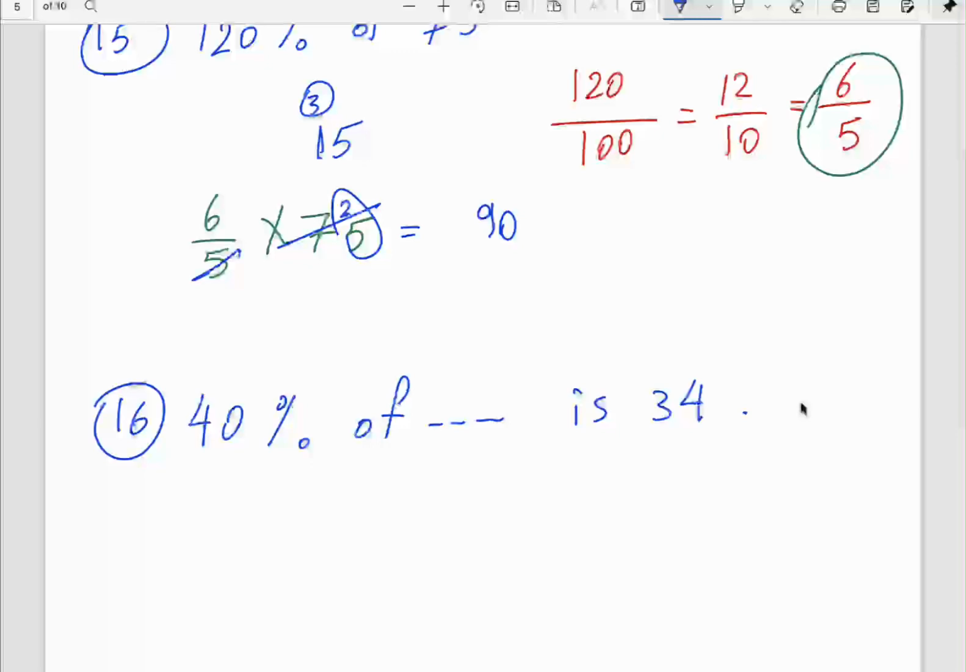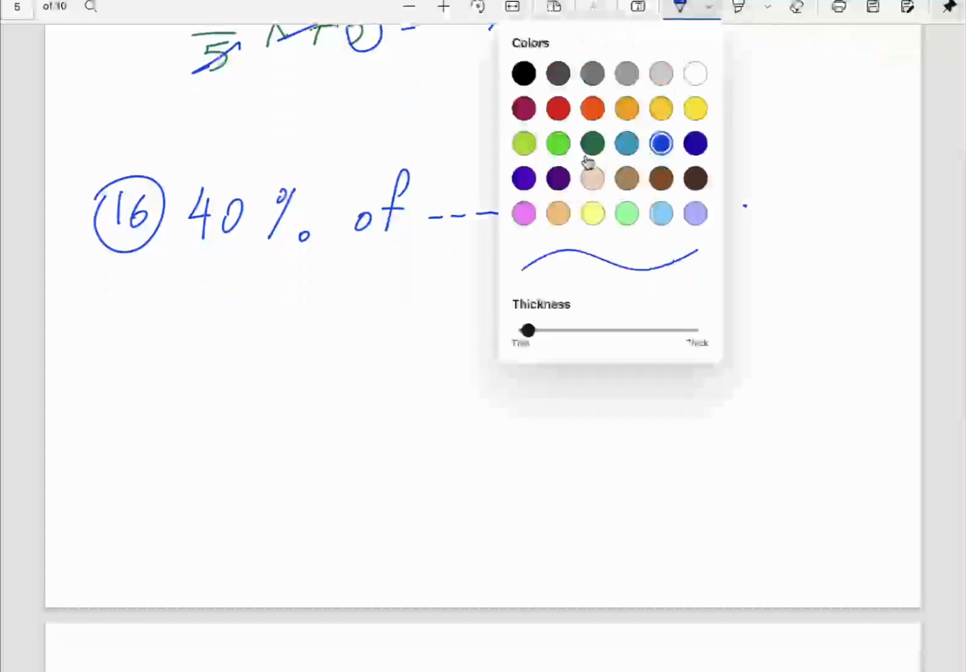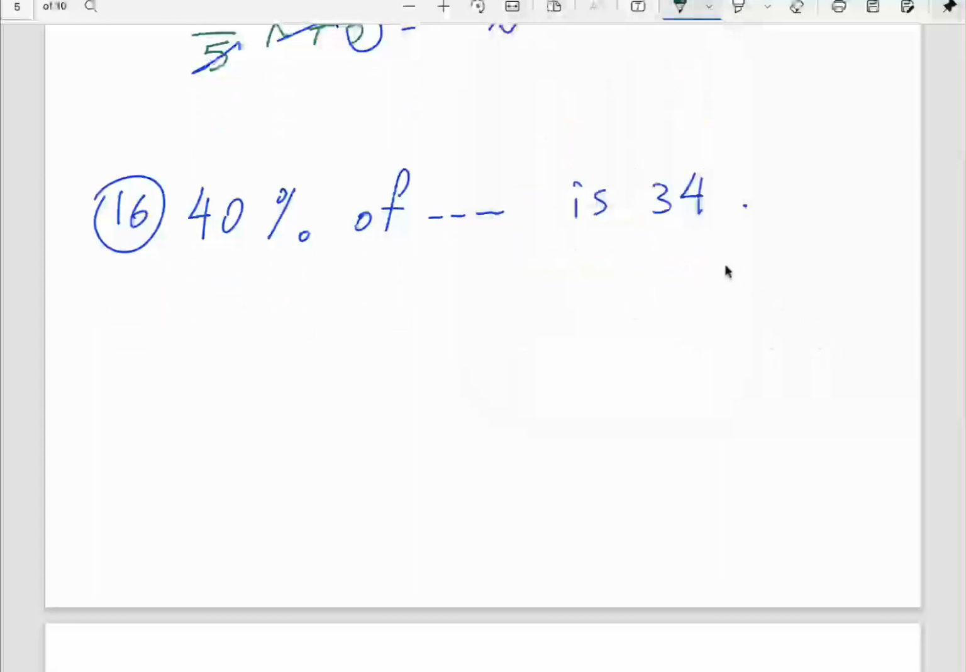Okay. Abdurrahman Naim. Hi, teacher. Okay, Abdurrahman, go ahead. Is 34 the part or the whole? Is 34 part or whole? Part. Because we have the whole here. So if we have the part, we should multiply it by the percent or divide it by the percent.